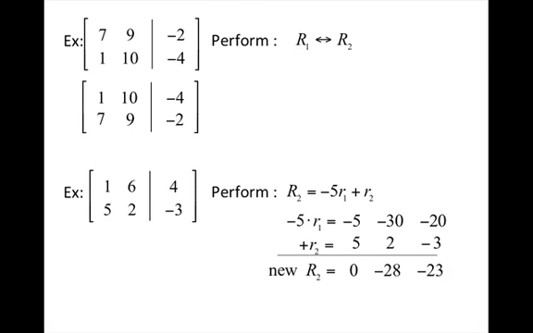So since this was my new row 2, I'm not changing row 1. Row 1 is going to stay 1, 6, and 4. My row 2 is going to become 0, -28, -23. We generally only change one row at a time. Let's look at another example like this.